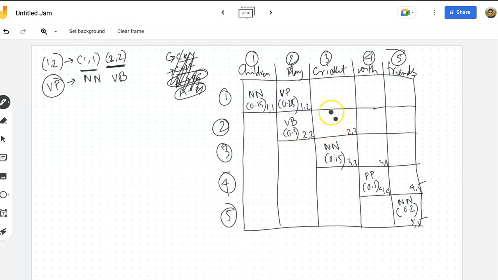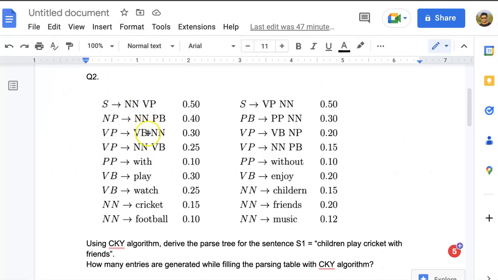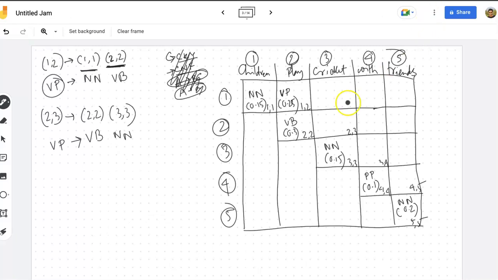Now let's fill up cell 2,3. The only possible way is 2,2 and 3,3. 2,2 is VB and 3,3 is NN. Again check the rules: is there any rule whose right-hand side is VB NN? I think there is a rule, also VP to VB NN, the third rule. So you can also write VP here with probability 0.3.